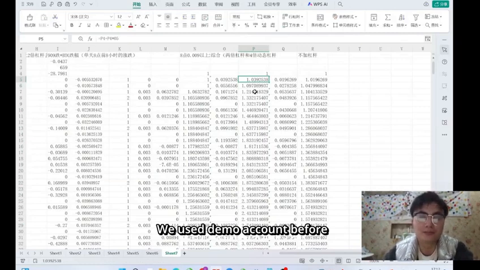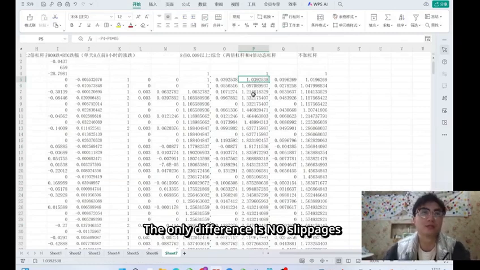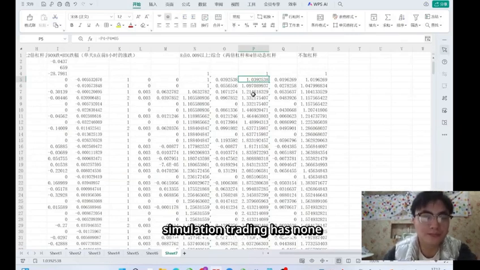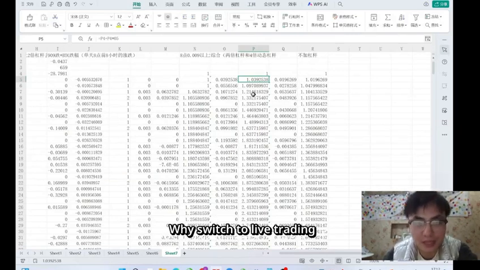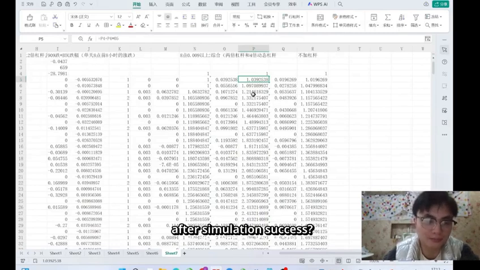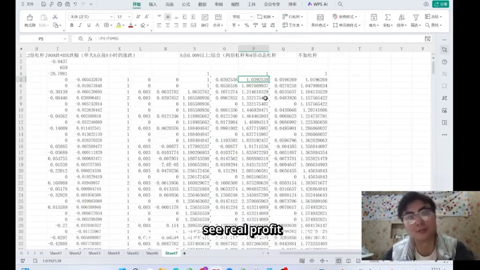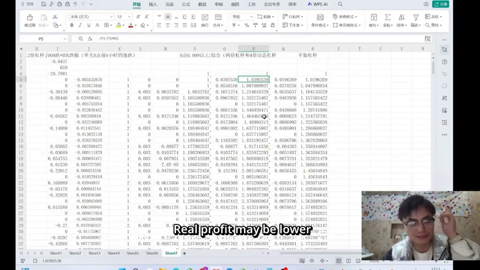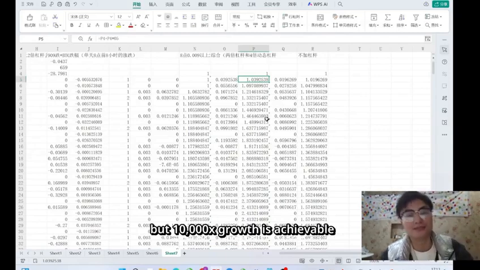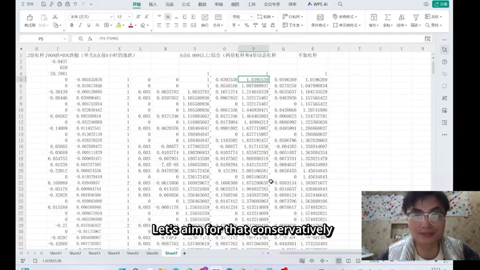We used a demo account before. The only difference is no slippage. Simulation trading has none. Why switch to live trading after simulation success? Live trading has slippage, and you see the real profit. Real profit may be lower, but 10,000x growth is achievable. Let's aim for that conservatively.